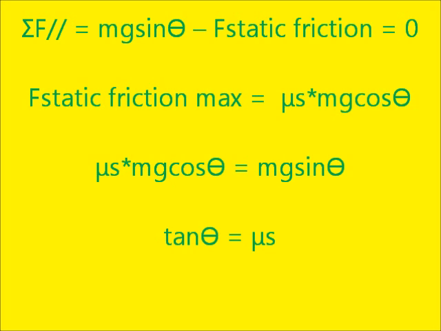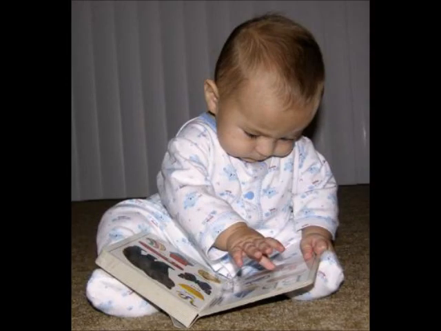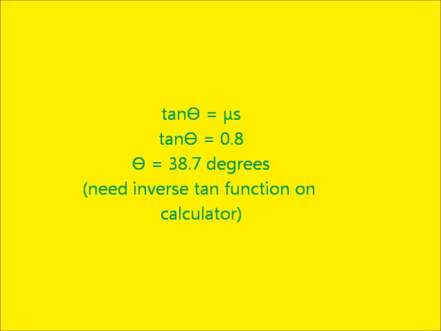We'll cross out the mg on both sides, and then we'll divide sine theta by cosine theta, which, if you remember from some math class at some point, is equal to tangent of theta. If only we knew what mu for steel on steel actually is. Well, it turns out that Randy Knight, the author of the problem, expects you to look it up in the book. And the value turns out to be 0.8. So we're left with tan theta equals mu sub s, and taking the inverse of that gives us theta equal to 38.7 degrees.